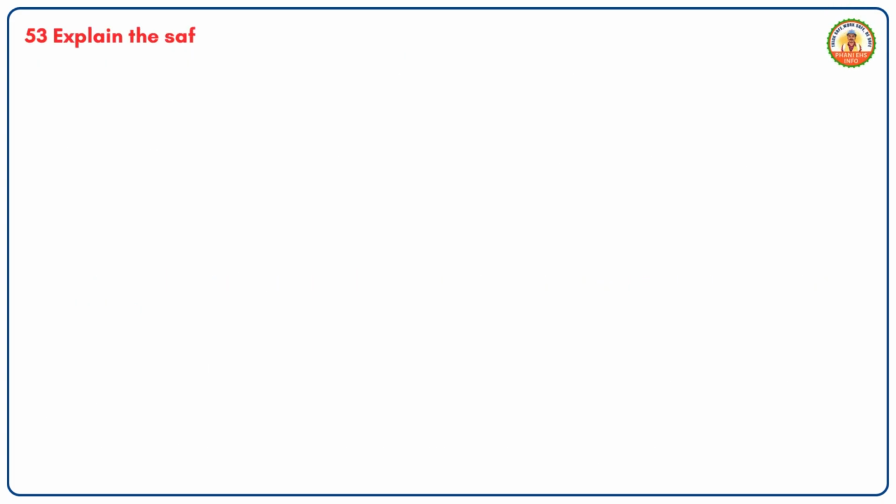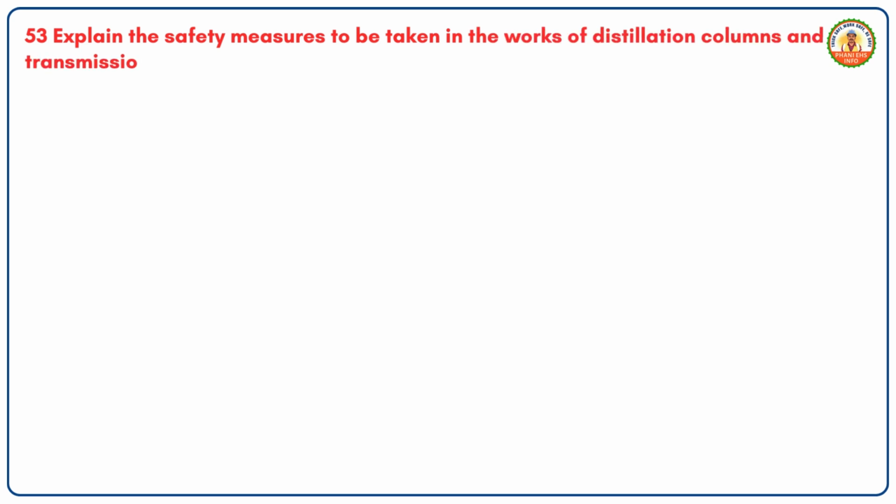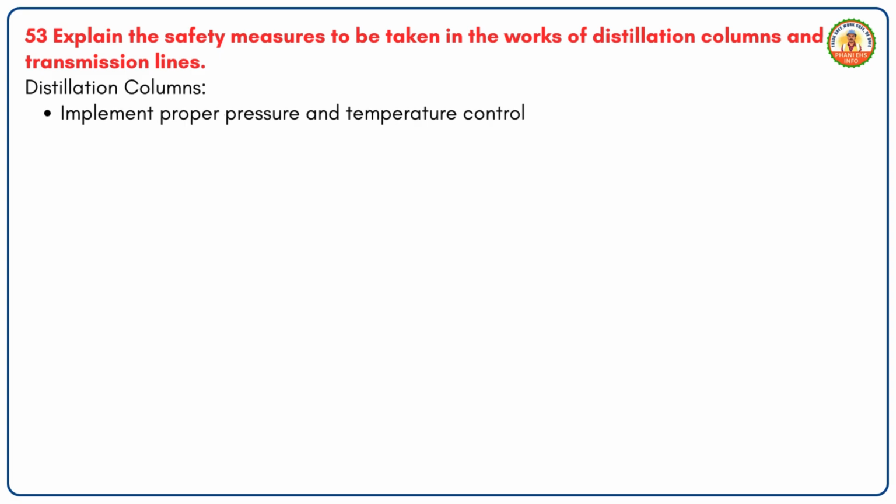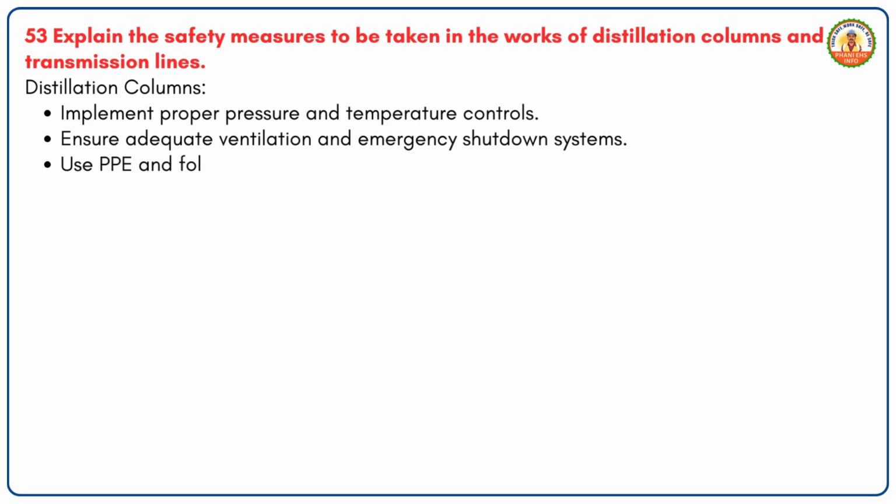53. Explain the safety measures to be taken in the works of distillation columns and transmission lines. Distillation columns. Implement proper pressure and temperature controls. Ensure adequate ventilation and emergency shutdown systems. Use PPE and follow safe handling procedures for chemicals.